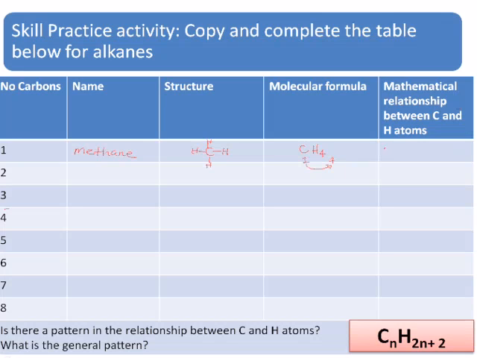I'm taking the number of carbons, I'm saying 1 plus, 2 times 1 plus 2. This is exactly what I'm doing here. If you do that, you'll find that the relationship between carbon and hydrogen atoms is fulfilled by this formula that I've given you here. So what I want you to do is list the rest, pause the video and try, and then come back to this later.